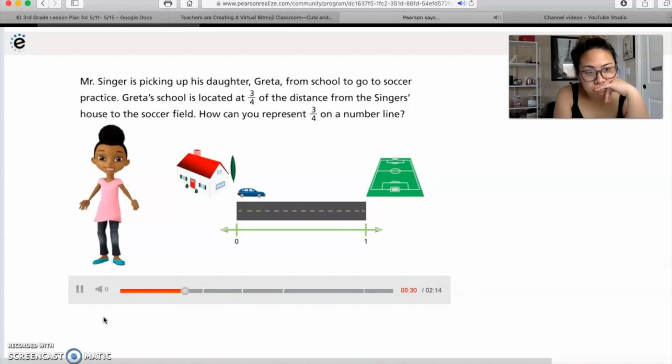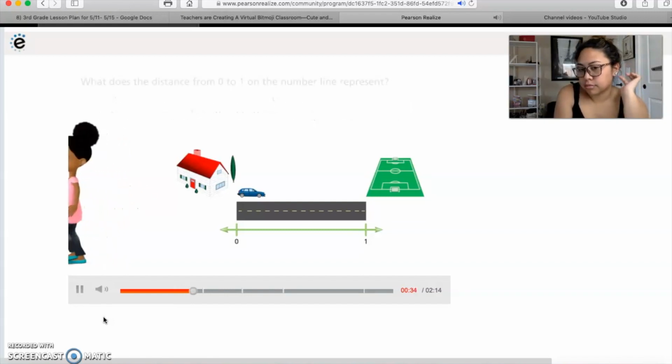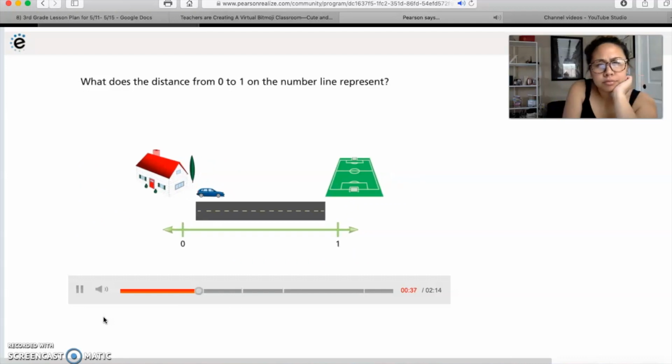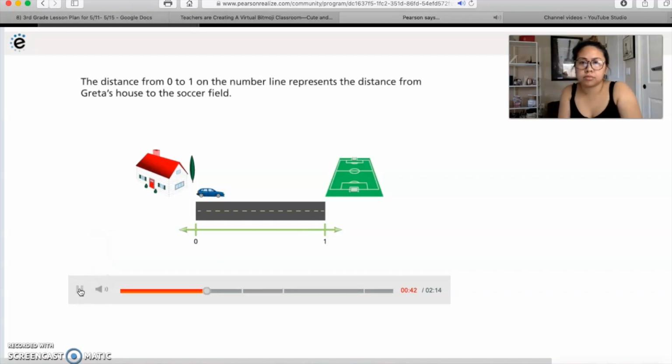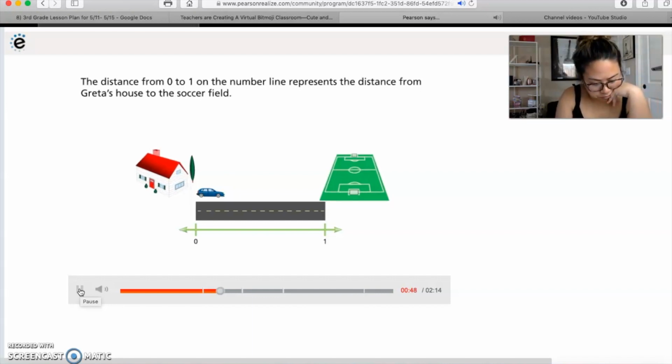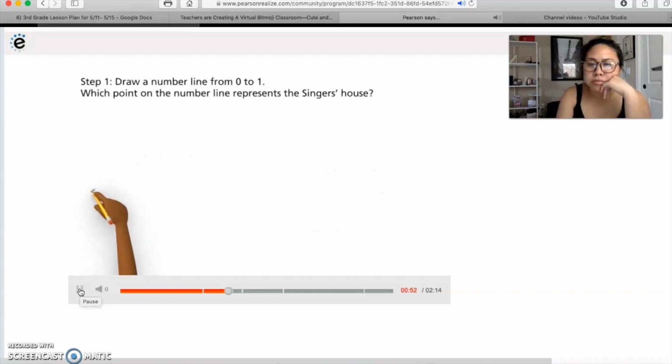Every number on a number line represents a distance from 0. What does the distance from 0 to 1 on the number line represent? The distance from 0 to 1 on the number line represents the distance from Greta's house to the soccer field. Step 1. Draw a number line from 0 to 1.